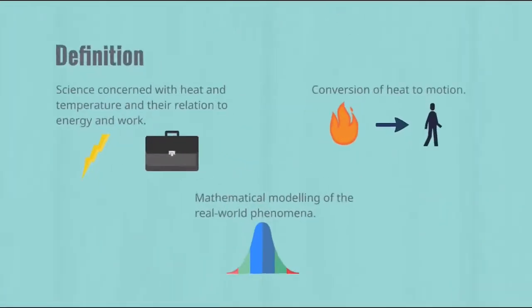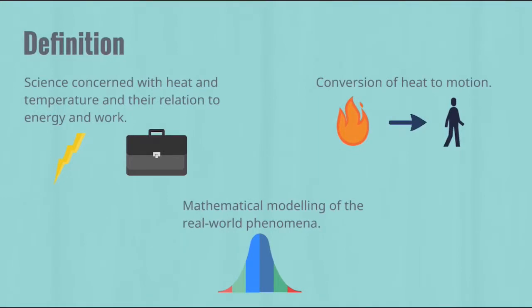What is thermodynamics? It is the science concerned with heat and temperature and their relation to energy and work. In the 19th century, it was simply defined as a conversion of heat to motion. During the Industrial Revolution, it was used to increase the efficiency of engines. For instance, the heat from combustion of coal converted to useful work.